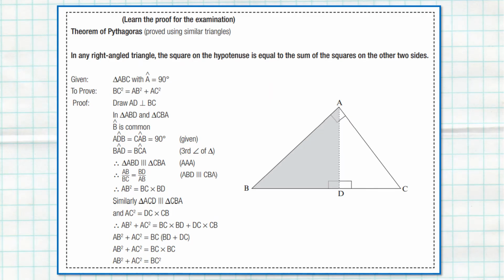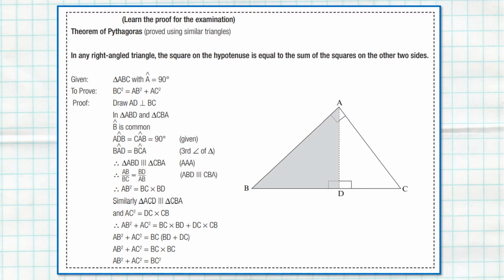This is the theorem of Pythagoras, and I know that you were introduced to it in grade 9, if I'm not mistaken, grade 8. Here in grade 12, the focus is to connect this theorem with similarity. You'll realize as soon as we start doing examples that this theorem is very, very important if you want to solve questions related to similarity and grade 12 Euclidean geometry.